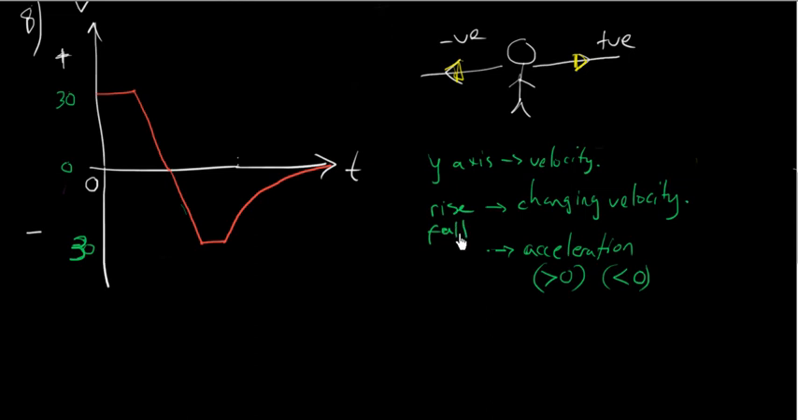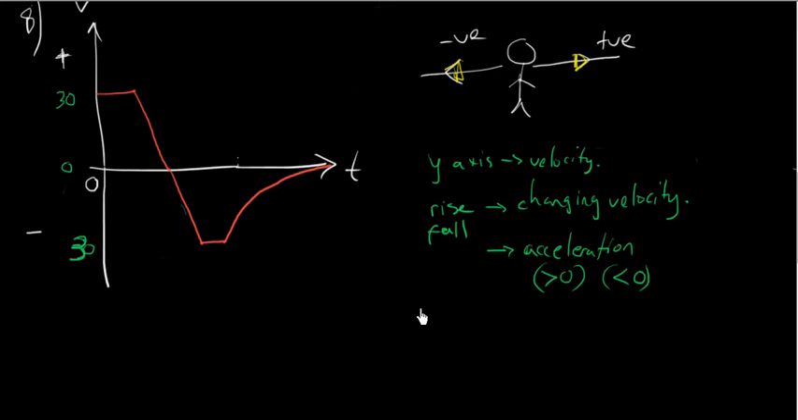So if there is any rise or fall, there is definitely an acceleration happening because the velocity is changing. Let's see what else we can ask about this. We know that the y-axis is velocity, and a change in the velocity is going to be an acceleration.